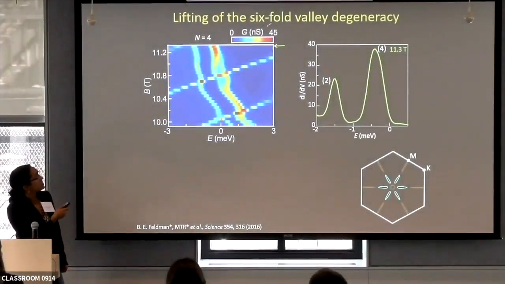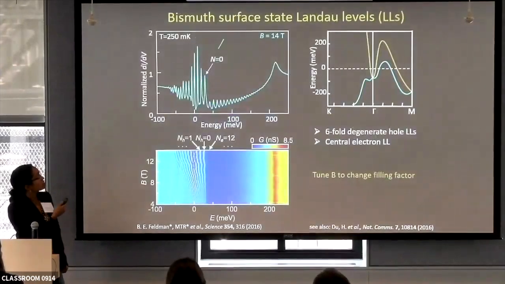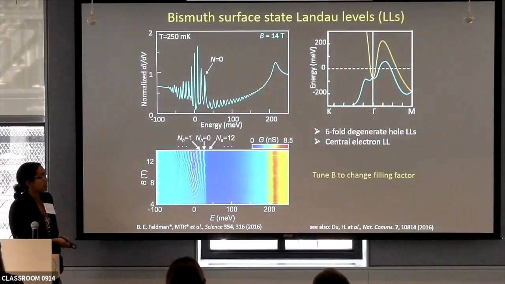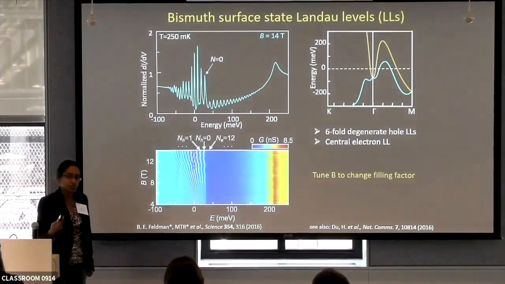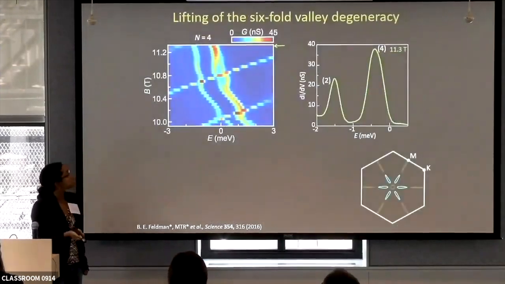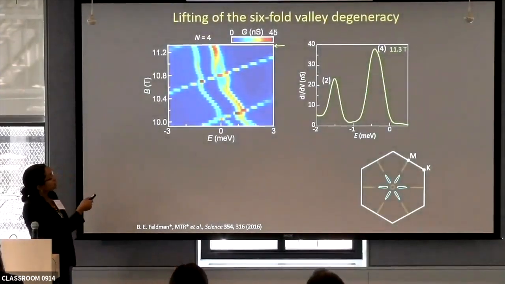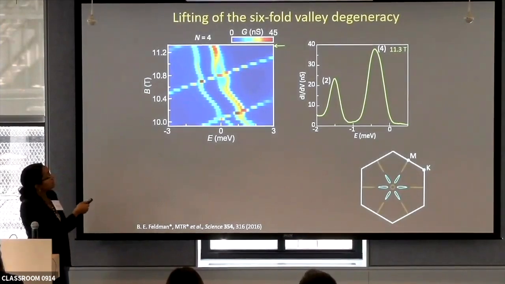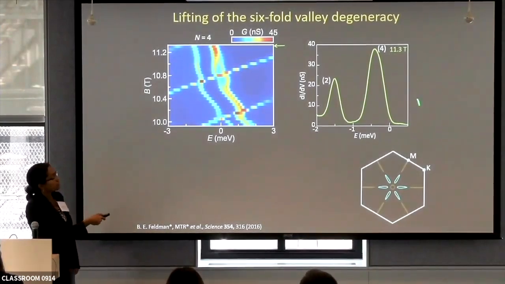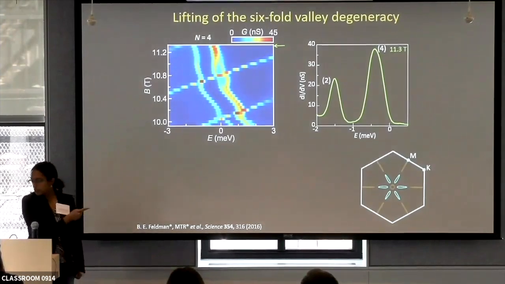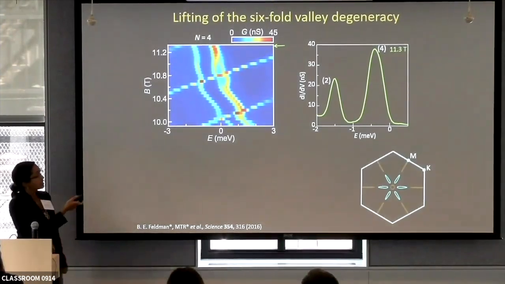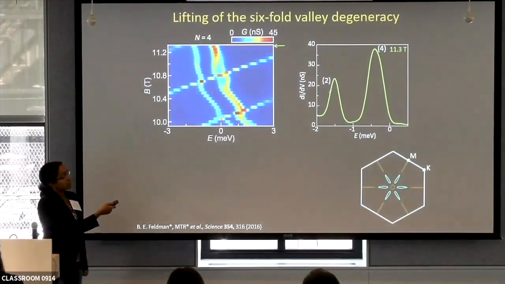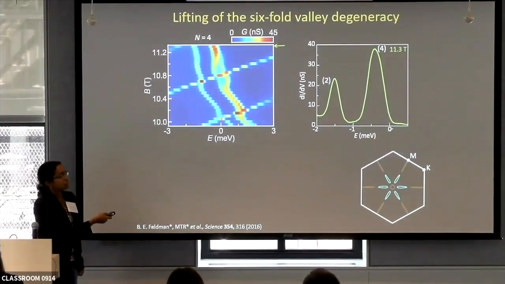remember here. So now if we zoom in on just one of these Landau levels, which has the 6-fold valley degeneracy, we zoom in around the one that's close to 0 energy because we want to try to look for some splittings and liftings of degeneracy. And so to orient you here, I'm focusing on this Landau level here. This is this hole-like Landau level, and we see that what was previously showing up as just one peak is actually split into 2 peaks here, and it's actually split into a 2-fold and a 4-fold degenerate state.